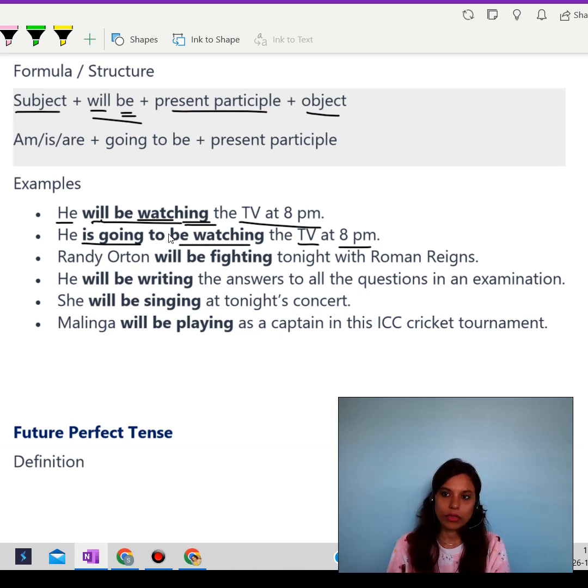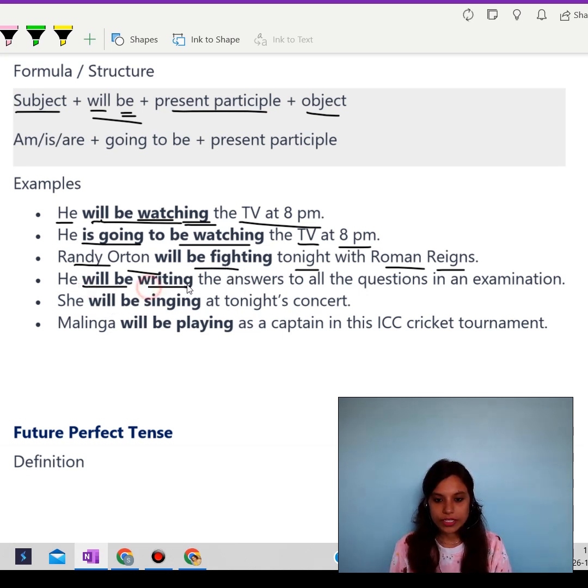Like no one knows, but it might happen, like is going to watch, okay, the TV at 8 p.m. So that is also in future tense. Randy Orton will be fighting tonight with Roman Reigns. So will be fighting. So again, will, then a be, then fight is the verb, addition of ing. So future progressive tense or future continuous tense.